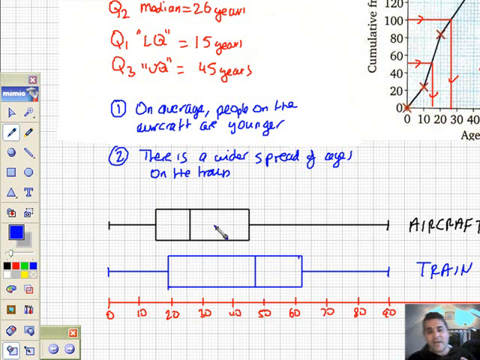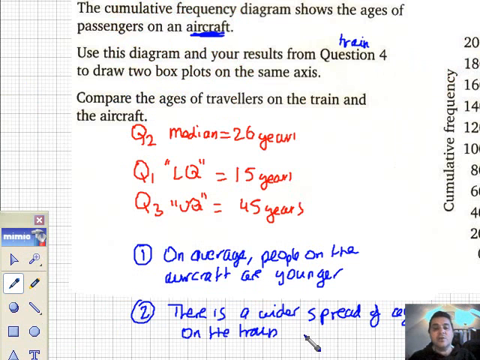So to reiterate, on average people on the aircraft are younger, but there is a wider spread of ages on those who travel by train. And now I'm going to stop and use a third video for question 6, because that relates back to the data of question 4 originally, and so I will do that quite soon.